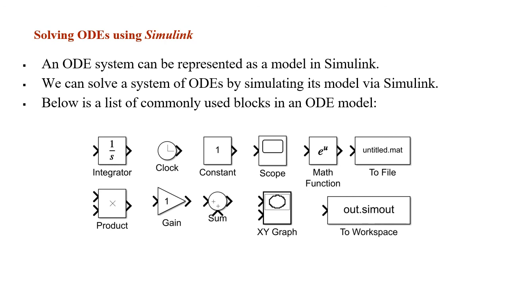The To Workspace block will help you transfer data to the workspace in MATLAB, so you can process them later on in MATLAB. For example, instead of using the scope, you can transfer the data to a .mat file, save it, and then process it later in MATLAB, whether you want to plot the data or just look at them or tabulate them, for example.